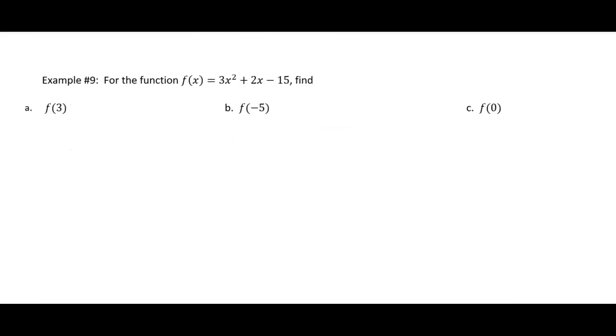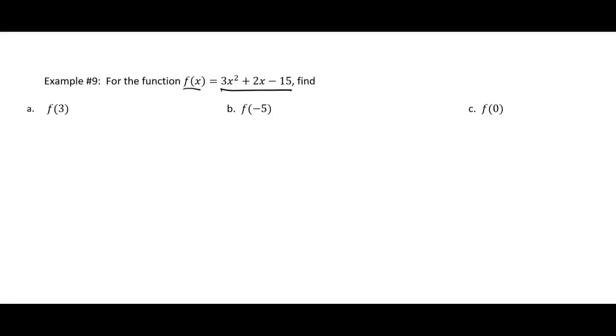So here comes the notation in number 9 here. We have f of x, so that's our function notation. It's not f times x. It's f in terms of x. It's the function described by the variable x. Okay, and then they give us this trinomial here, 3x squared plus 2x minus 15. Now all they want us to do is to evaluate the function, and they give us 3 problems to do.